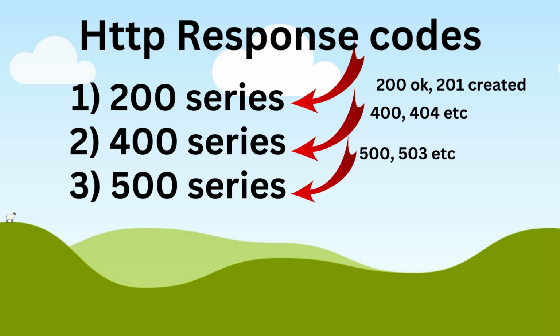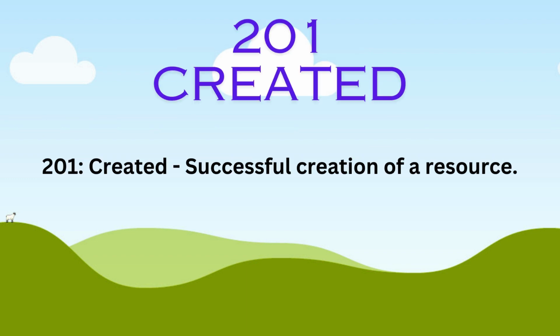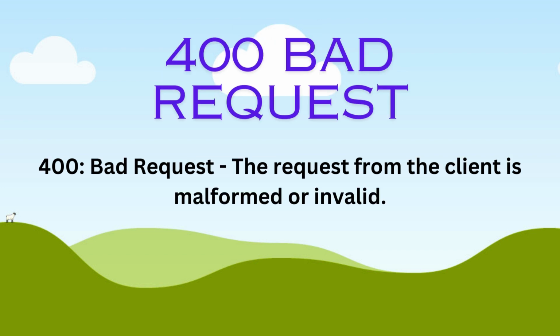Now, let's explore each individual response code in detail. Firstly, we have 200. An HTTP status code representing a successful request commonly used for OK responses. The 201 status code indicates the successful creation of a resource. Next, 400 represents a bad request, indicating that the request from the client is malformed or invalid.